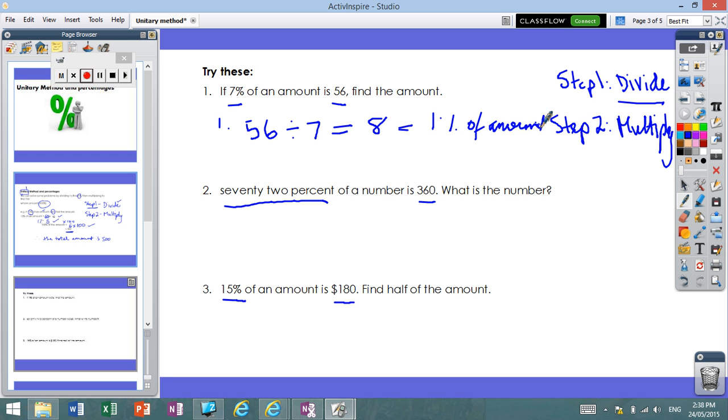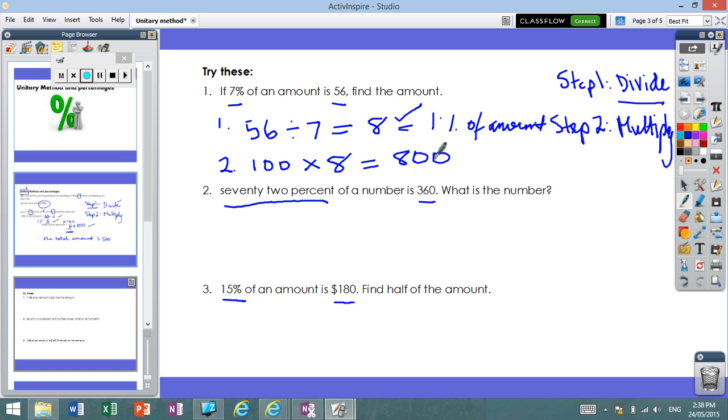So we're trying to find this amount. We found 1% of it. So the next step we need to do is they want to find the full amount. So I'm going to go 100, because I need to find 100%, times the 1%, which is 8 in this instance. So we've taken it from there, which gives us 800. So the total amount for this question is 800.